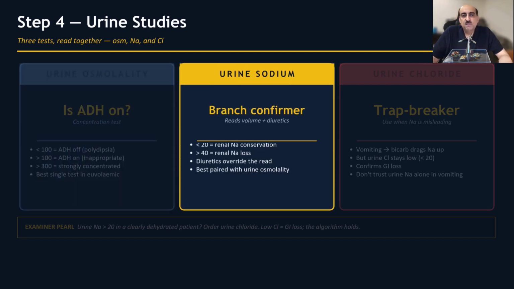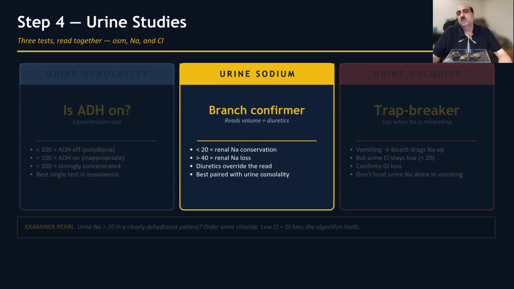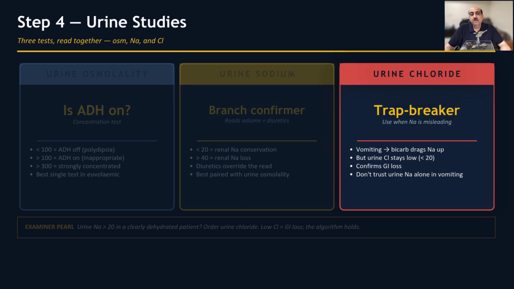The urine sodium confirms the volume branch. If the urinary sodium is less than 20, that clearly means the kidneys are trying to conserve sodium, which is an appropriate response considering the hypovolemia or low effective circulating volume. So both can be indicated. However, if the kidneys are losing sodium, that is, the urinary sodium is above 40, that likely means there is a primary intrinsic etiology with the kidneys, or drugs like diuretics, or it's SIADH or salt losing conditions. Urinary chloride is the trap breaker.